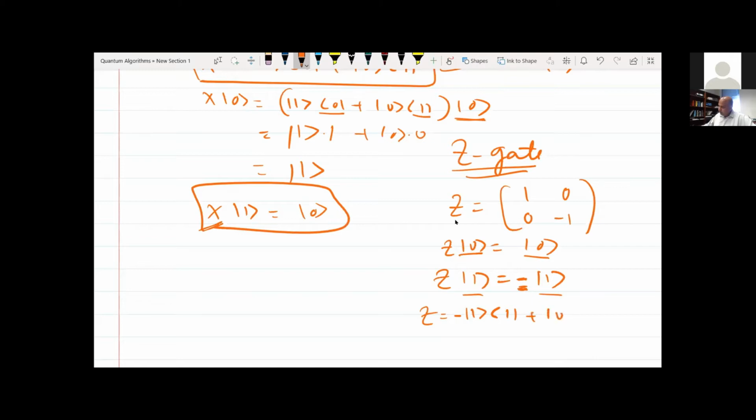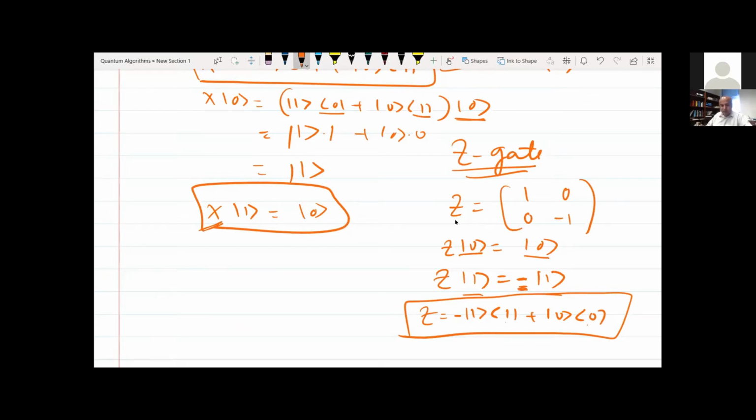plus 0. So if I operate on 0 from the right, 0 into 0, I will get 0 as it is. If I operate on 1 from the right, 1 into 1 would be 1, and I'll get minus 1. So this is an operator form for the Z gate.